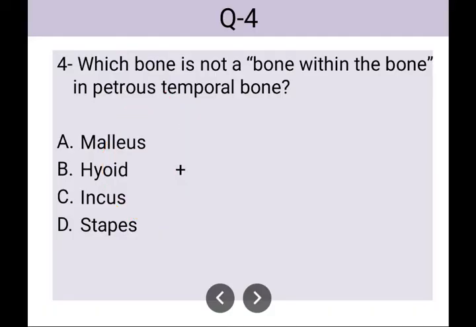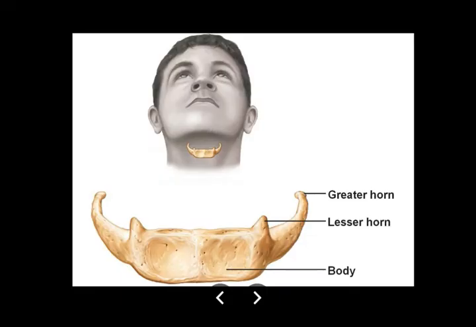Which bone is not a bone within the petrous part of the temporal bone? We can see here the three are the middle ear bones, but the hyoid is the exception, so we have the hyoid bone here.